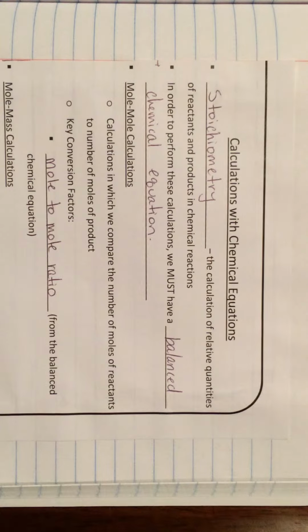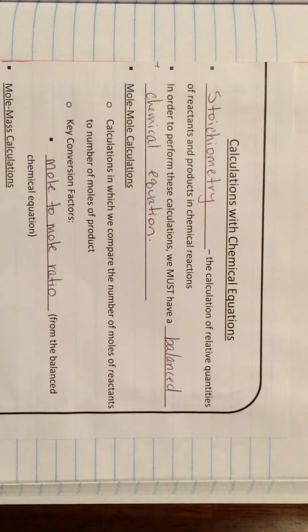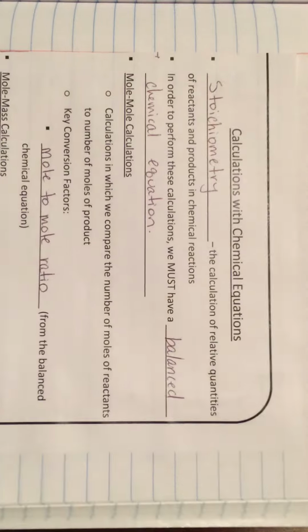The first is a mole-to-mole calculation, and these are the simplest. So these are calculations in which we compare the number of moles of reactants to the number of moles of product. And the key conversion factor that we're going to need is the mole-to-mole ratio. And we get this from the balanced chemical equation. So when we do our example here on the left, we're going to be looking for the mole-to-mole ratio.